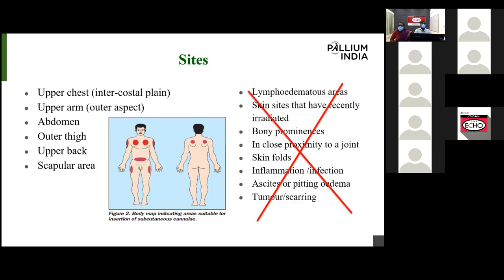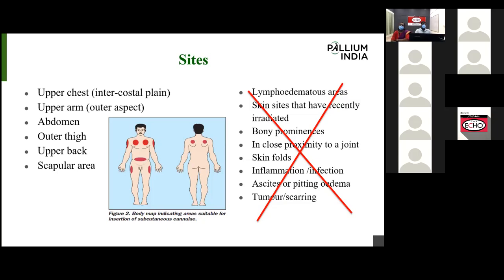In the skin folds region also we cannot give subcutaneous injections, because we cannot ensure the injection is going totally into the subcutaneous tissue, or too deep or superficial. We cannot ensure that, so we need to avoid skin folding areas. If the area already has an inflammation or infection sign, we also need to avoid it.